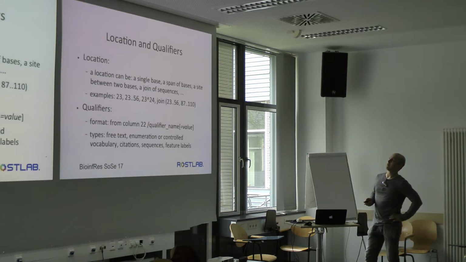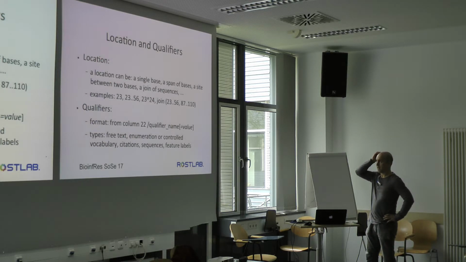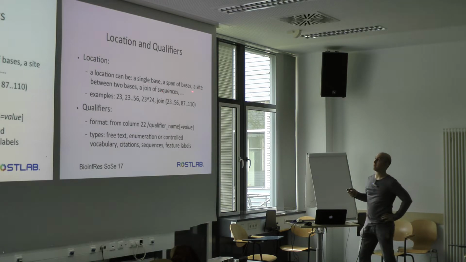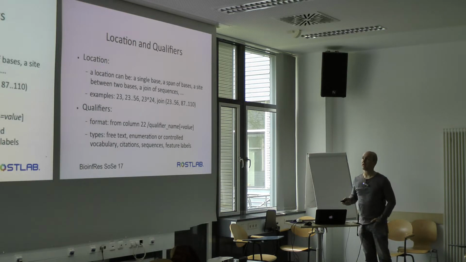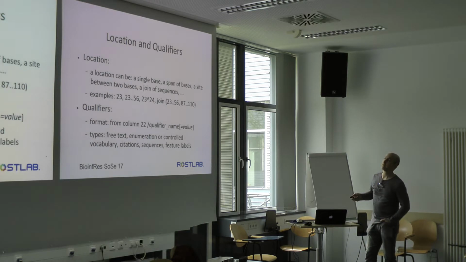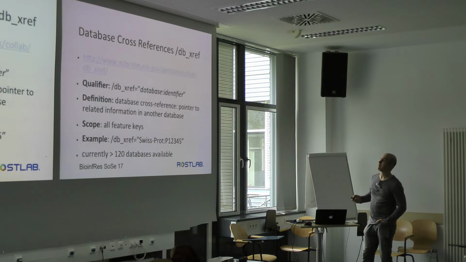Yeah, for example, location is already a very complicated one, and it can be a single base, it can be a span, a stretch of bases, it can be between two bases, and it can be a join of sequences. That means sequence 23 to 56, 87 to 110, and so on. So I think that's the attempt to have a rich structure in this, but of course it makes it complicated to have it in text form. Okay, qualifiers and so on.